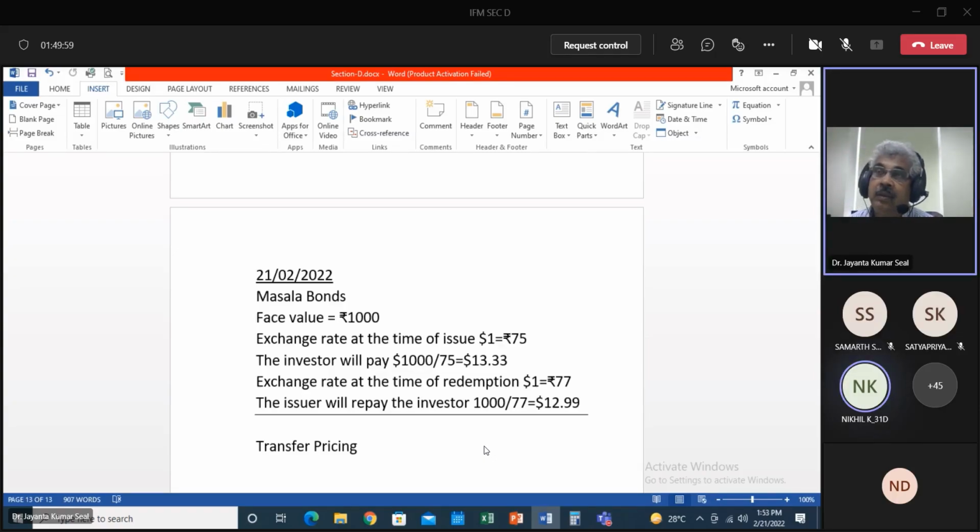Masala bond is a rupee denominated bond. If you buy masala bonds, it is written 1,000 rupees. This one is a dollar denominated bond. Shogun bonds can be dollar denominated, pound denominated, yen denominated, euro denominated. Whatever is the currency mentioned, that is settled in that currency also.